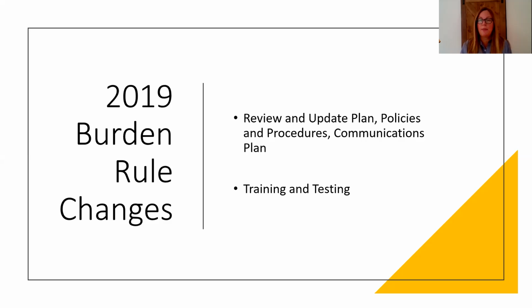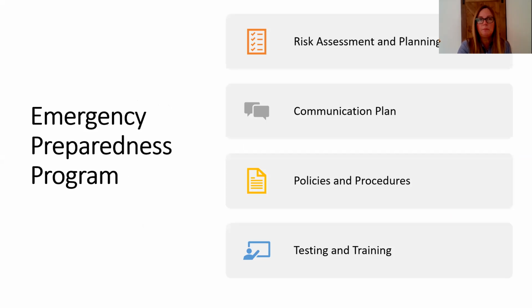And we'll talk a little bit about that towards the end of the presentation, but that was the changes for long-term care in 2019. So your emergency preparedness program has 4 elements to it. The first is your risk assessment and your plan, and underneath that is your all hazards approach, and we'll talk about that in a second. You then have your communications plan, and that obviously is internal and external.